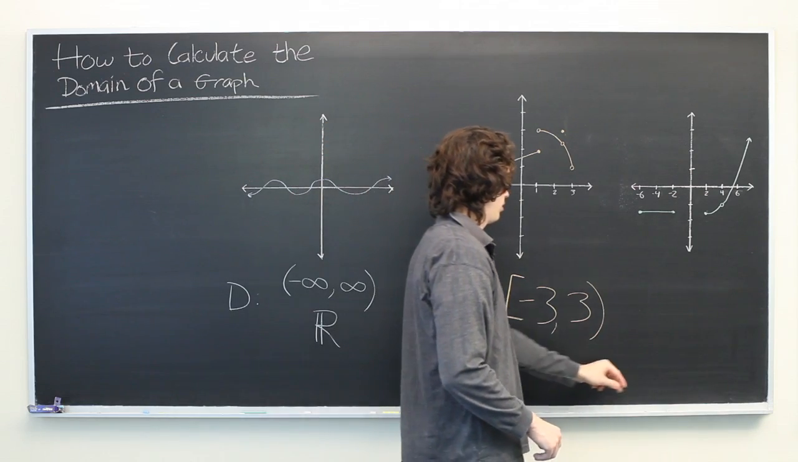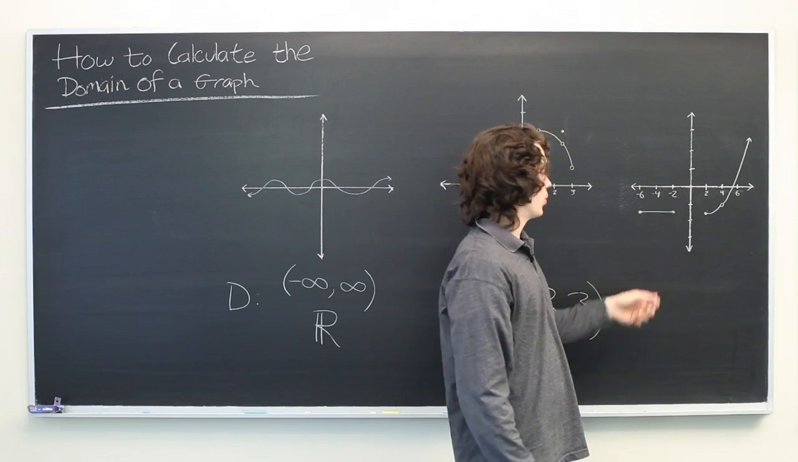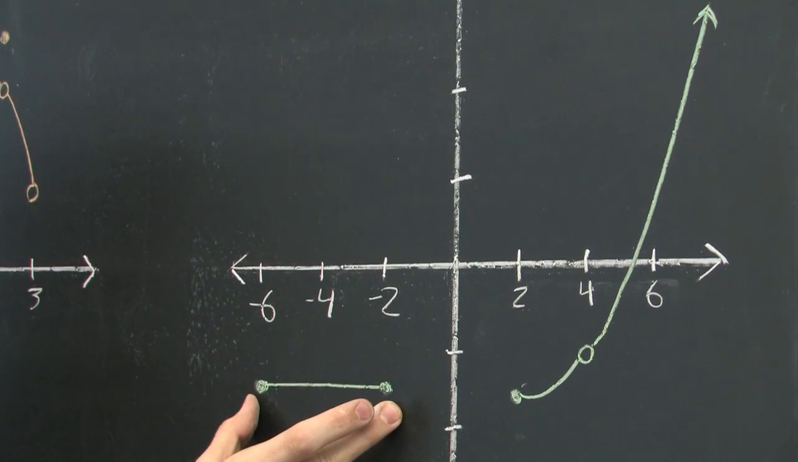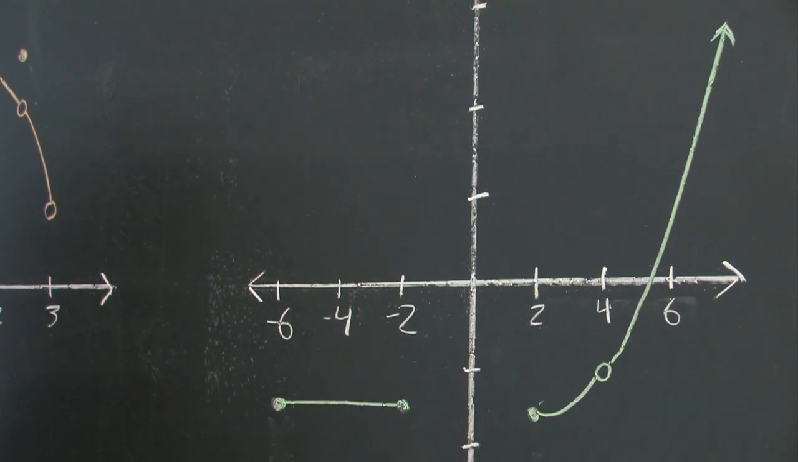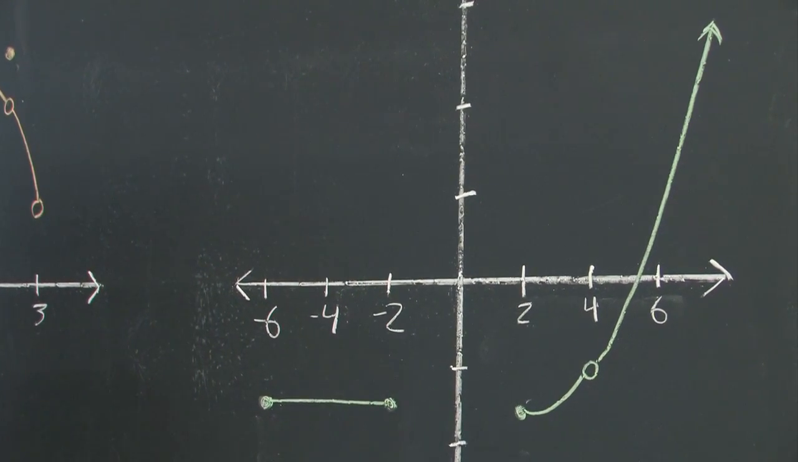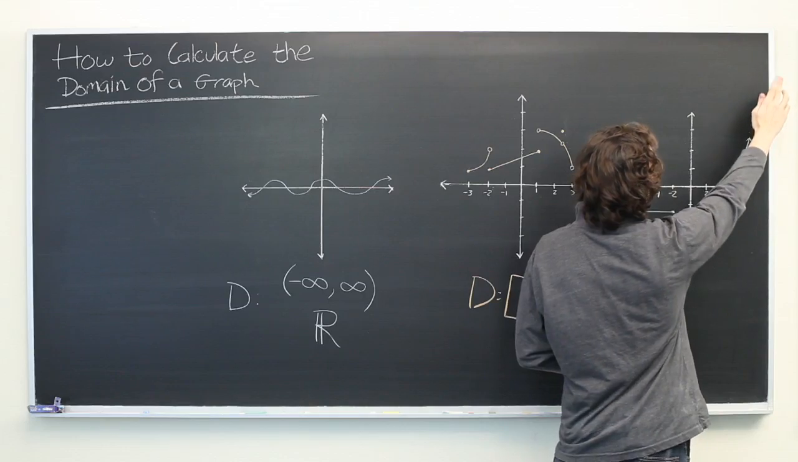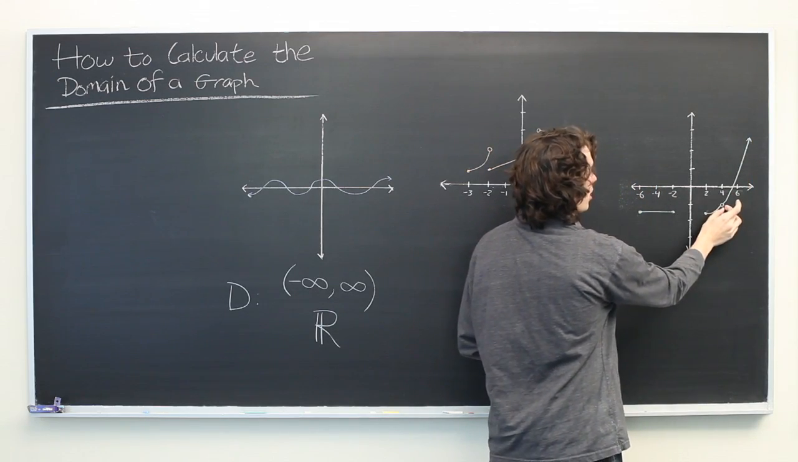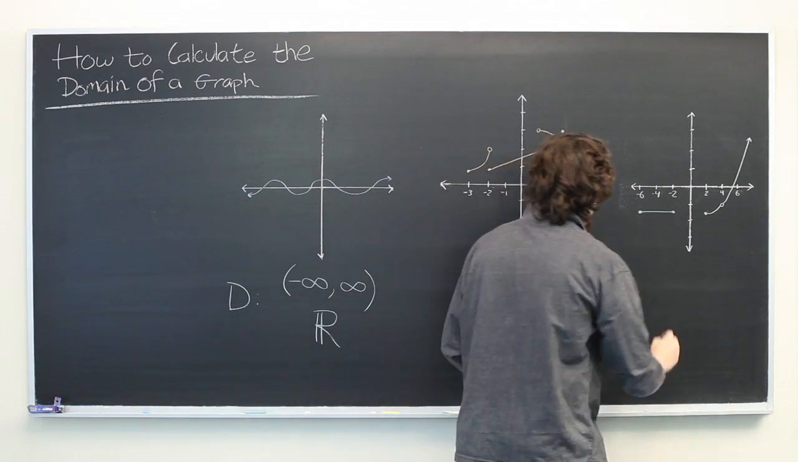Finally, we have this graph here, which is broken into two pieces, which are not connected. We have this chunk from -6 to -2. Note that these tick marks are multiples of 2 this time, not of 1. It's always important to check the scale of your graph. And then we have another chunk from 2 up until positive infinity, as we note with this arrow, but with a discontinuity at 4. So how can we indicate this domain?